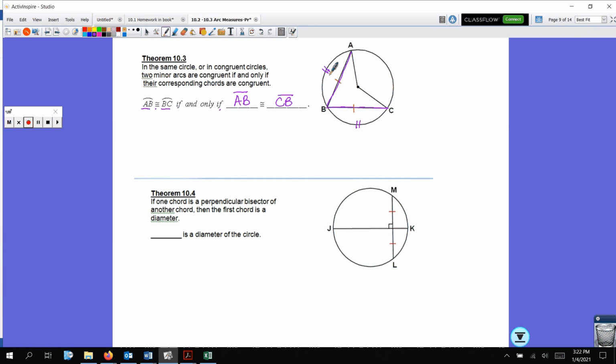All right, theorem 10.4, if one chord is a perpendicular bisector of another chord, then the first chord is a diameter, okay? So if one chord, here's my one chord, is perpendicular, see how we have that right angle in here, to another, we get this right angle, that means that this JK was my diameter. So JK is the diameter.